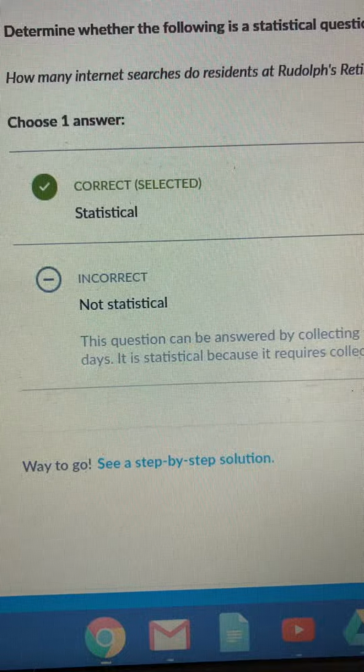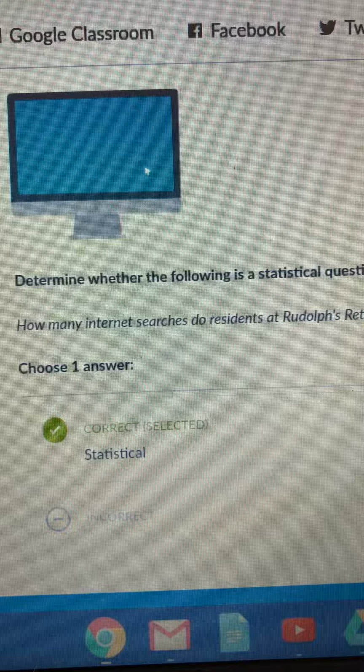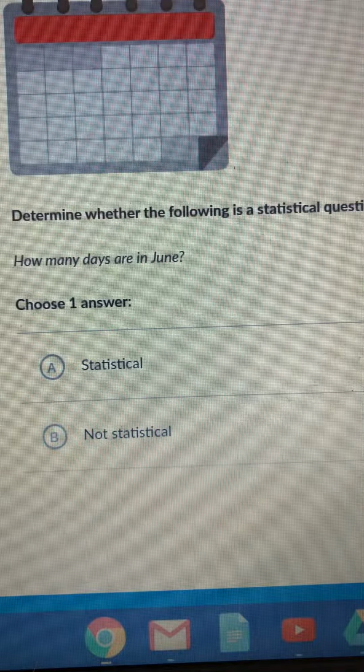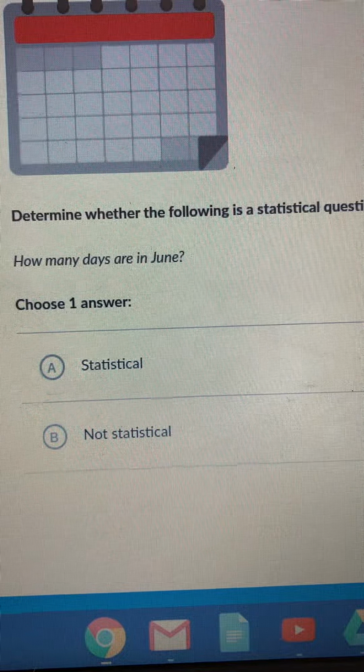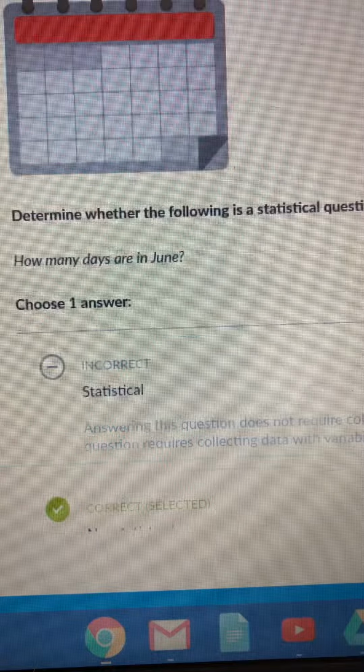So let's go on to the next one. Determine whether the following is a statistical question. How many days are in June? Not statistical, there is one answer. Only one answer, it's not statistical.